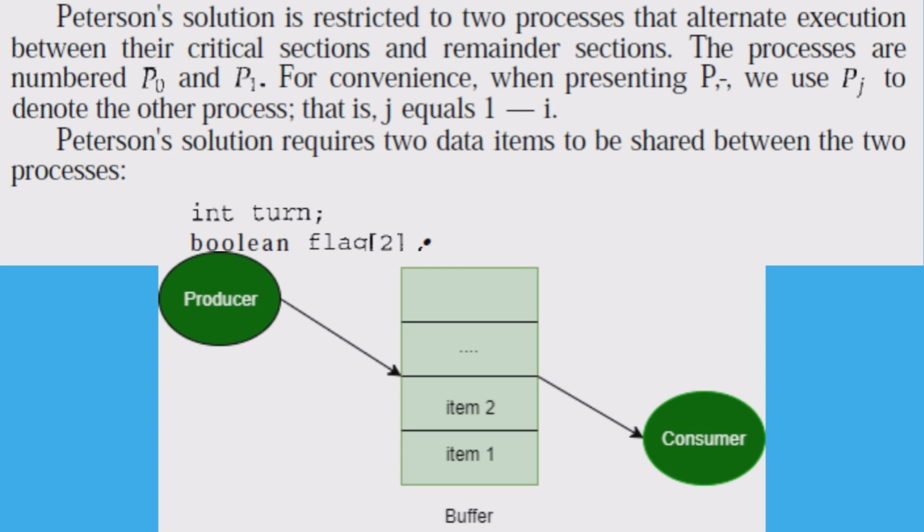Peterson's solution is restricted to two processes that alternate execution between their critical sections and remainder sections. The processes are numbered P0 and P1.